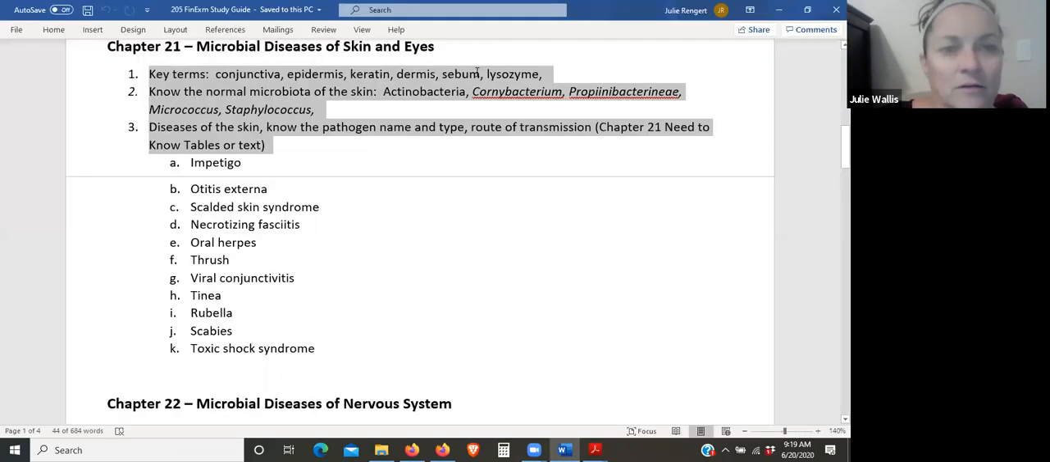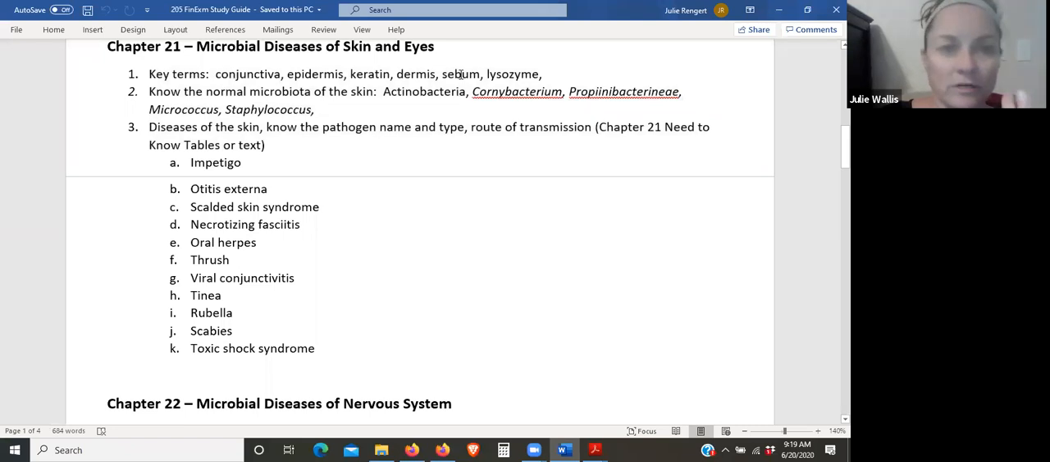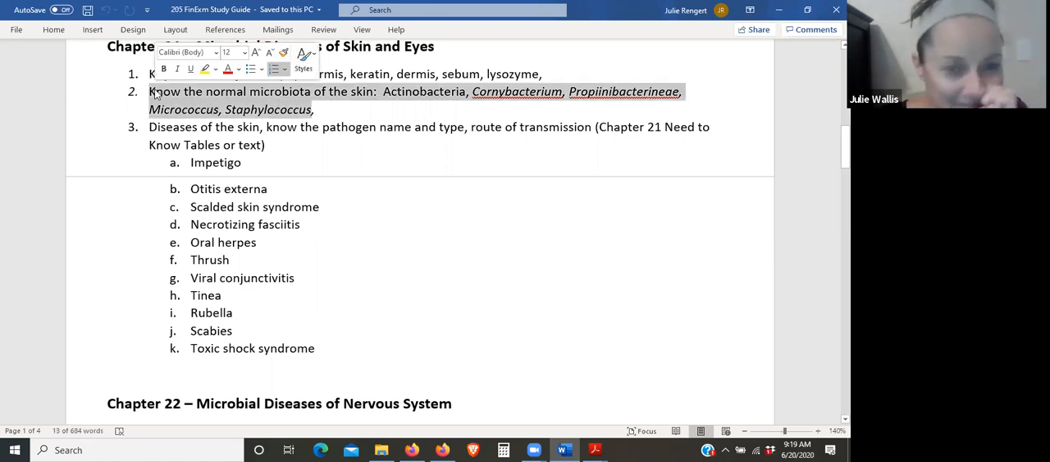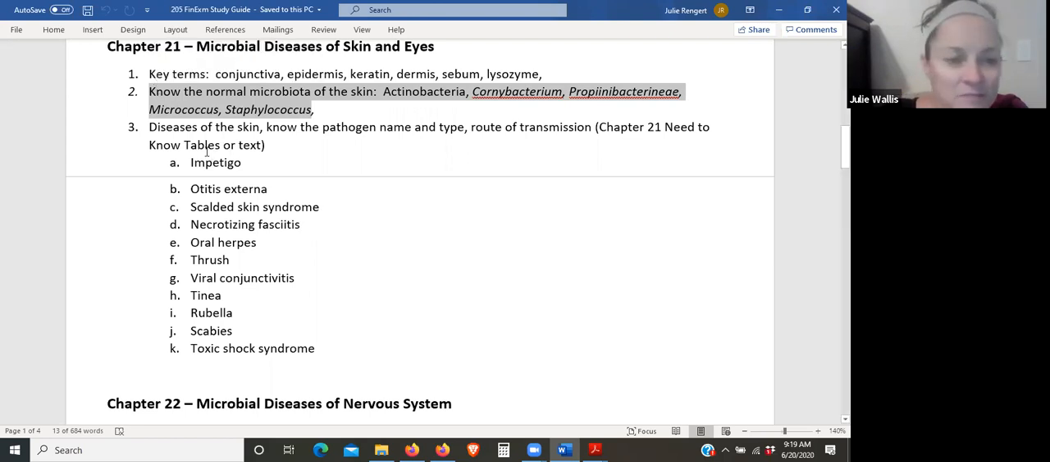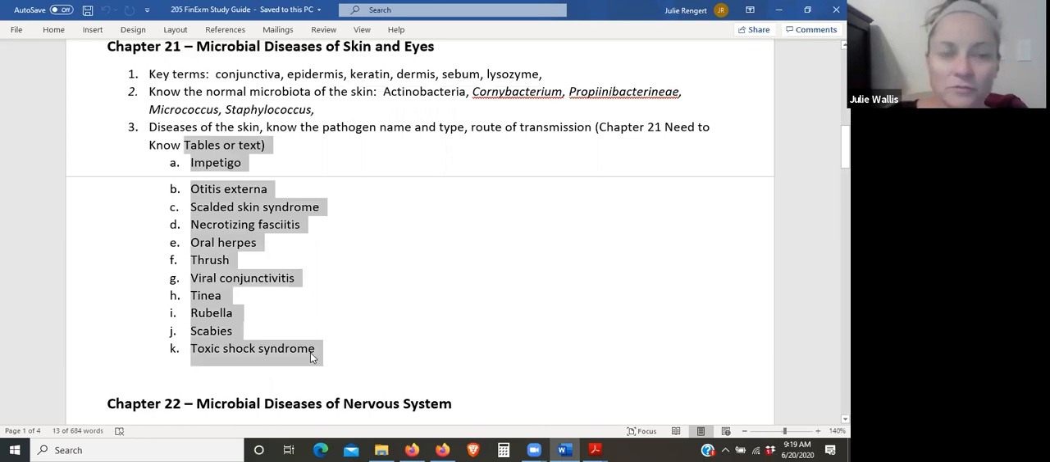So, knowing the terms that are associated with the different organ systems: the conjunctiva, the epidermis, keratin, dermis, sebum, lysozyme, those are all part of the integumentary system. And then knowing the normal microbiota for these, if I have it listed on there, is something you should probably memorize, because you're likely to get a question from that, especially if I have it in a Kahoot. And then you just get to the specific diseases that are listed, and those are in your chart that you will be able to use. Are there any questions about that?